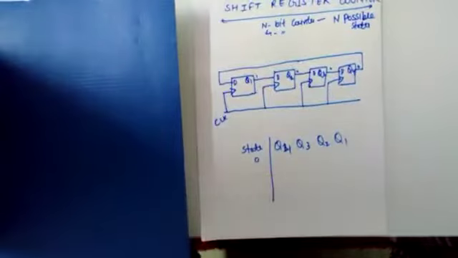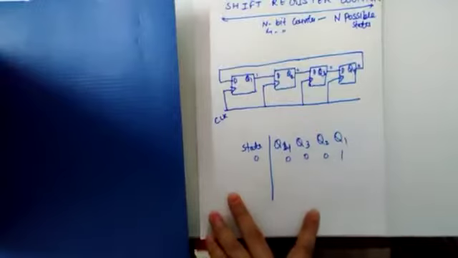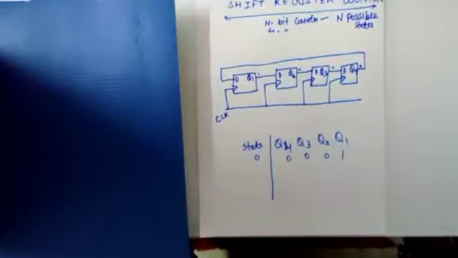I am going to assume that before giving any clock pulse, the output of the flip flops is like this: 0, 0, 0, 1. In earlier cases we took a reset condition, but now we don't want the reset condition. We want the output this counter has saved to be 0, 0, 0, 1, meaning Q1 is 1 and the rest of the outputs are 0.